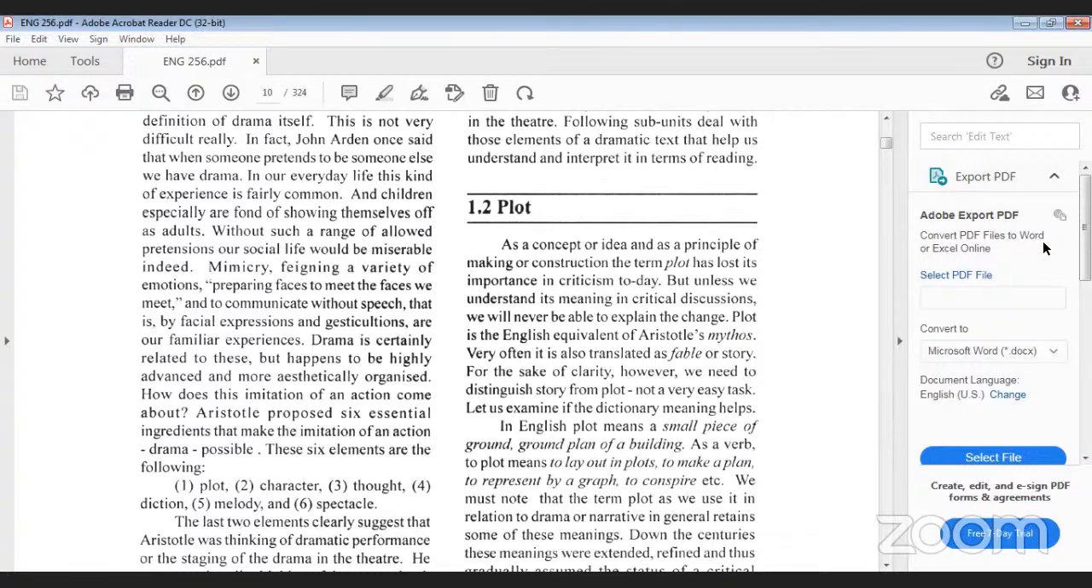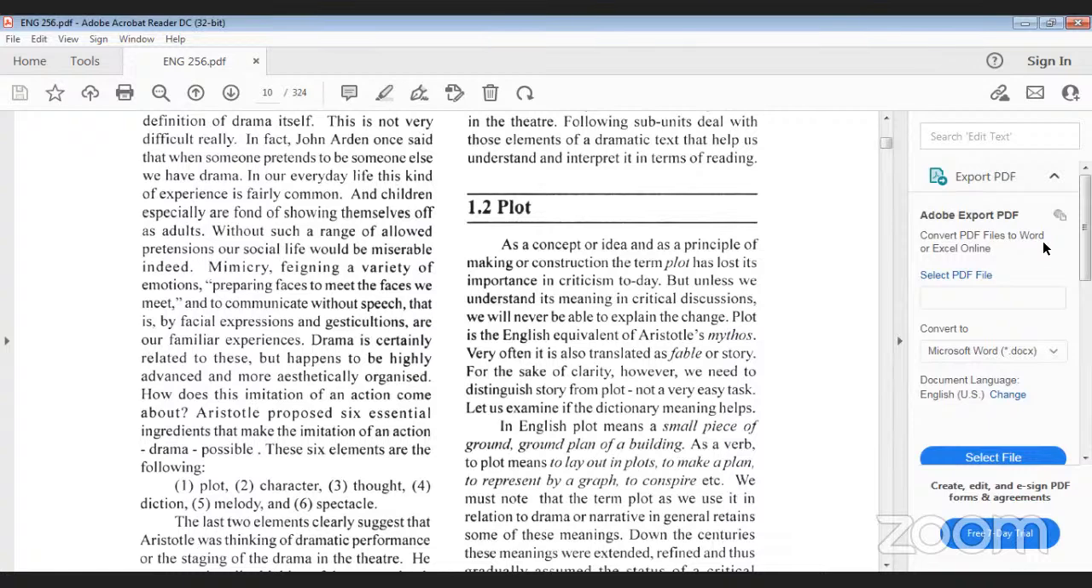Plot is the English equivalent of Aristotle's mythos. Very often it is also translated as fable or story. For the sake of clarity, however, we need to distinguish story from plot, not a very easy task. Let us examine if the dictionary meaning helps.